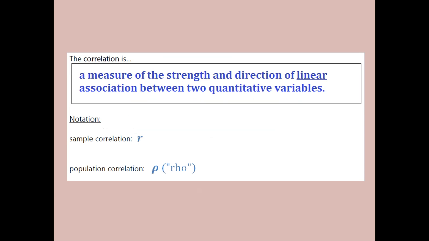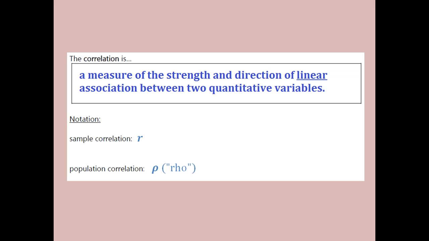As we saw in that example, there are a lot of cases where you can anticipate the direction pretty easily, but trying to anticipate the strength is difficult. It would be nice if there was a way to quantify that. That's what the correlation does. The correlation, like it says there, is a measure of the strength and direction of a linear association between two quantitative variables. Really, it's a measure of strength, and you kind of get the direction for free. We'll see that on the next slide.